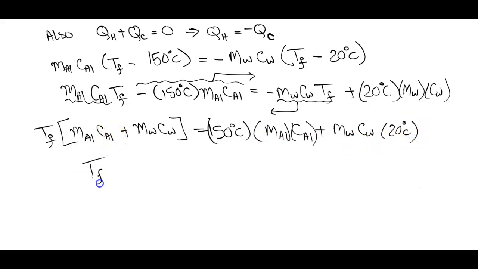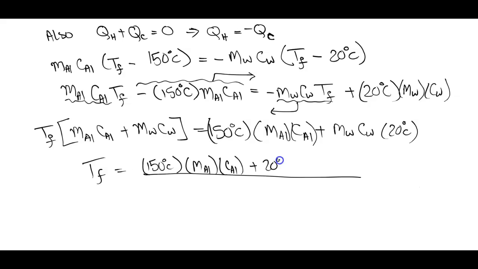So TF then is going to be this 150 degrees Celsius times the mass of aluminum times the specific heat of aluminum plus the 20 degrees Celsius mass of water, specific heat of water, all over mass of aluminum, specific heat of aluminum plus mass of water, specific heat of water.